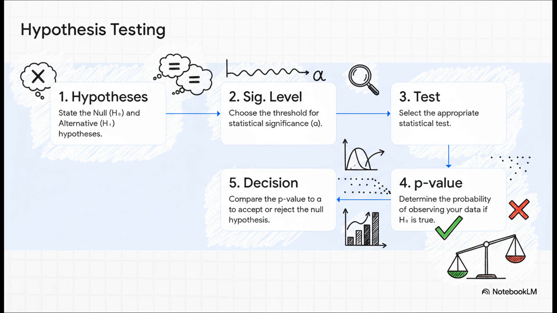To settle this, we follow a super-structured 5-step recipe. First, we state our 2 hypotheses. Then we set our significance level, our threshold for proof. We choose the right statistical tool for the job. After that, we calculate something called a p-value. And all that is, is the probability of seeing our results if the boring null hypothesis were actually true. Finally, we compare that p-value to our threshold and make our decision.